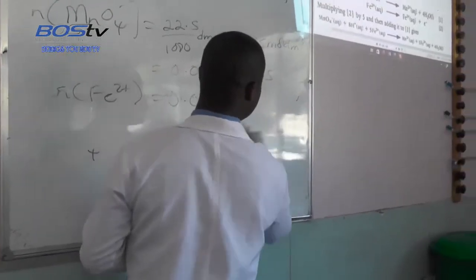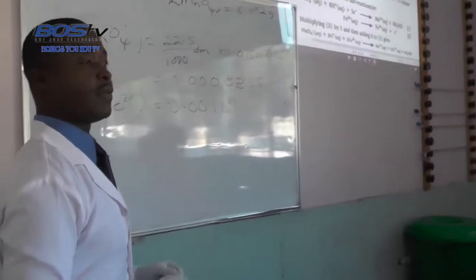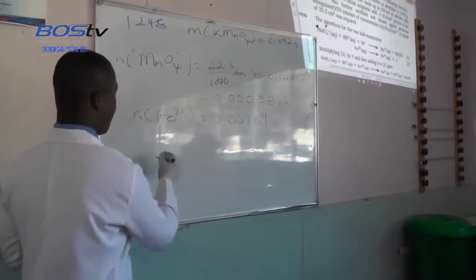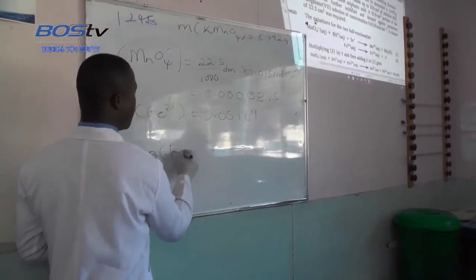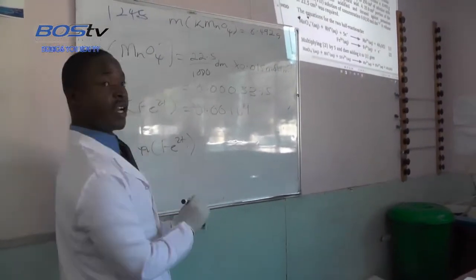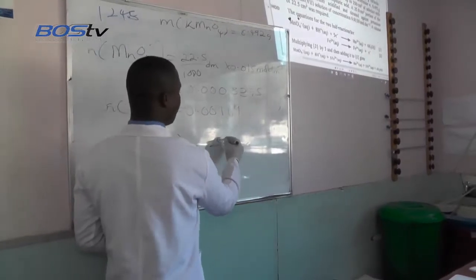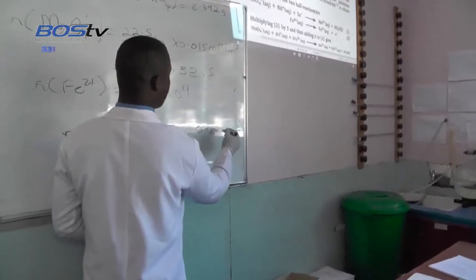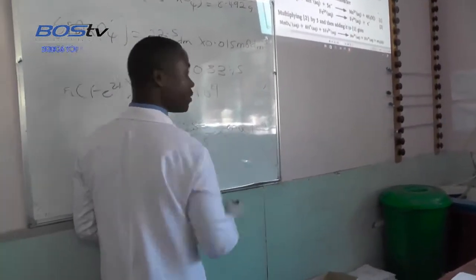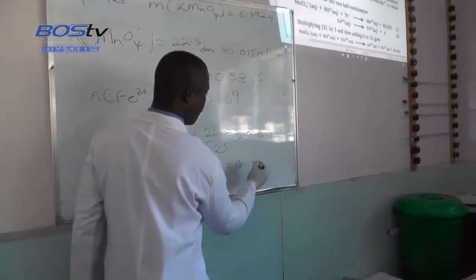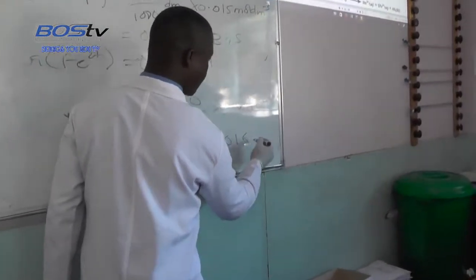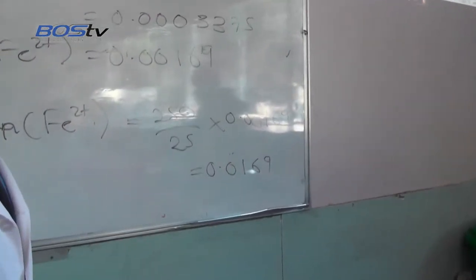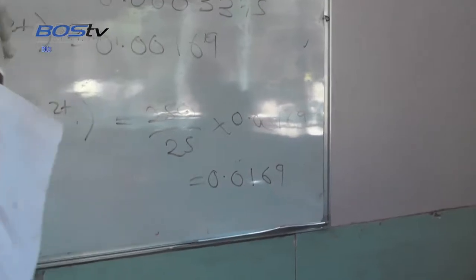Number of moles of iron 2 that were in 250 cubic centimeters. If in 25 cubic centimeters we had this, therefore n(Fe2+) in 250 equals 250 over 25 times 0.00169. What's the answer? 0.0169. Those are the number of moles of our iron 2 salt that were in 250 cubic centimeters.